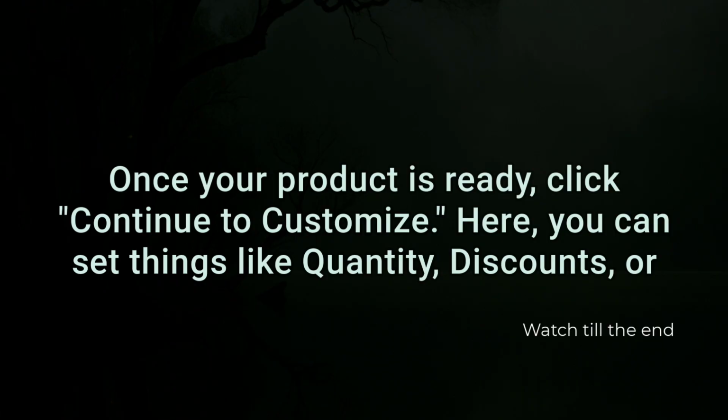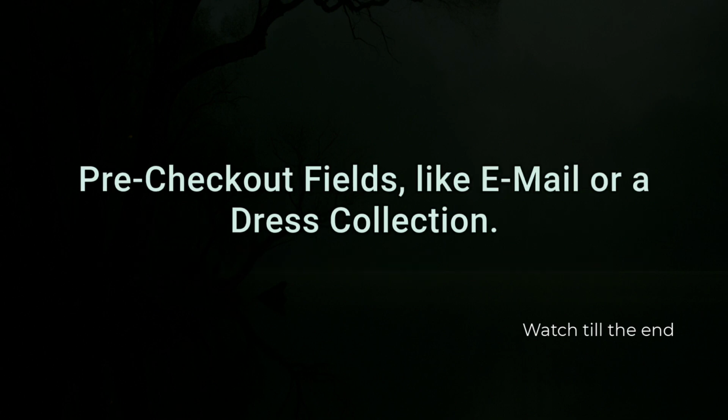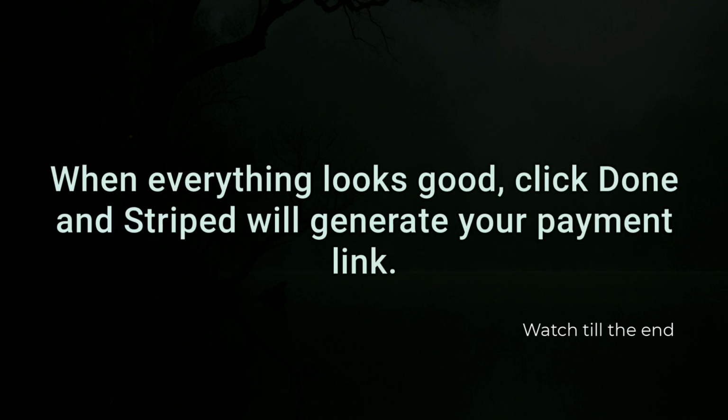Once your product is ready, click Continue to Customize. Here, you can set things like quantity, discounts, or pre-checkout fields like email or address collection. When everything looks good, click Done, and Stripe will generate your payment link.